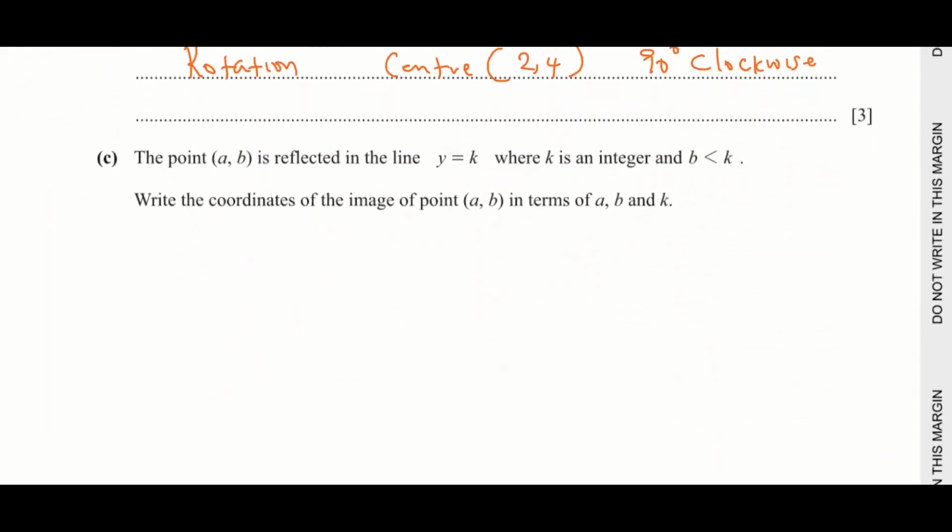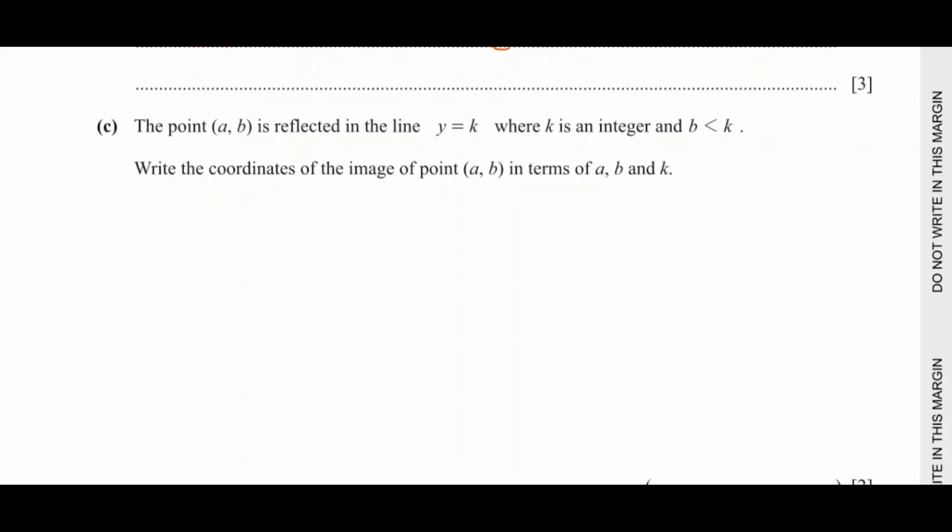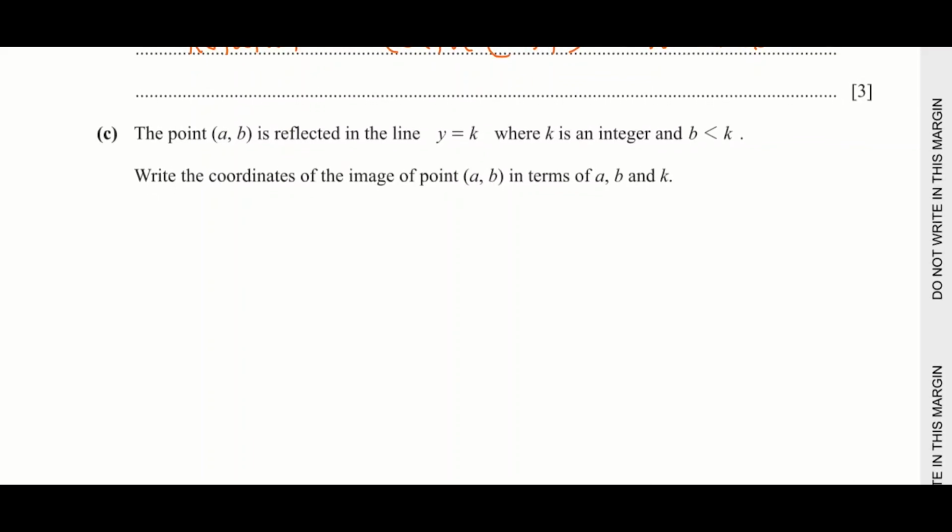The point A, comma B is reflected in the line y equals to k, where k is an integer and b is less than k. Write the coordinate of the image of point A, comma B in terms of A, B, and k. So let's do something like this first. The line of symmetry is the line y equals to k, so that means it is a horizontal line. That's the implication. Maybe y equals to 2, y equals to 3, y equals to 4.